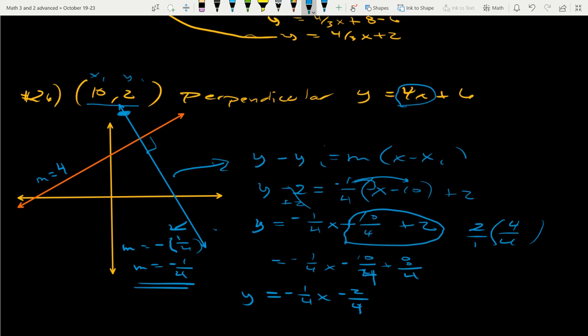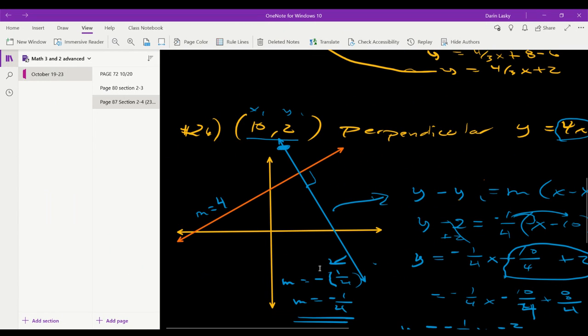It doesn't matter. So this is how you deal with parallel and perpendicular lines. There will be some word problems. Just again, don't forget, follow your lead of the same equation of the point slope form.